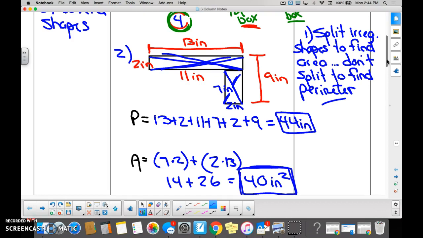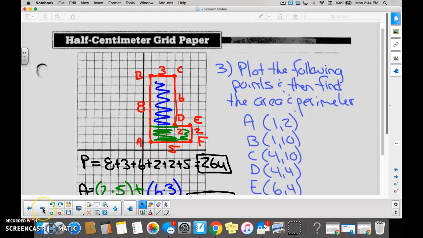For perimeter, again, we just added up all of the outside dimensions. Remember the common mistake. We cannot double count this area right here, right? Be careful you don't double count it, or you're going to get an area that is too big when calculating area. Okay, number 3.